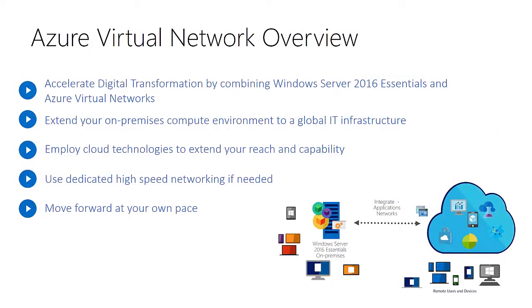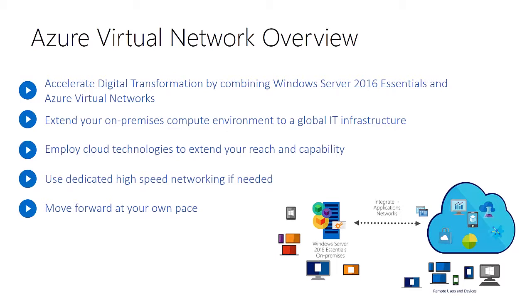Much like adopting Office 365 and Azure Active Directory, you can accelerate your digital transformation by combining Windows Server 2016 Essentials and Azure Virtual Networks. And then you can also extend your on-premises compute environment to a global IT infrastructure, which is Azure. And you can employ cloud technologies to extend your reach and capability. An example might be to create websites in Europe or Singapore, wherever there's a Microsoft data center that supports Azure. And you can use dedicated high-speed networking if needed.